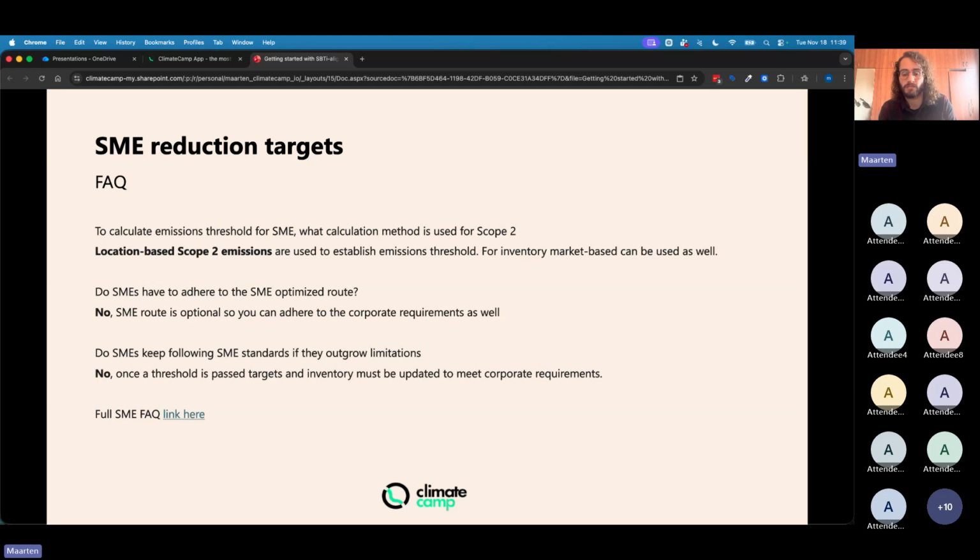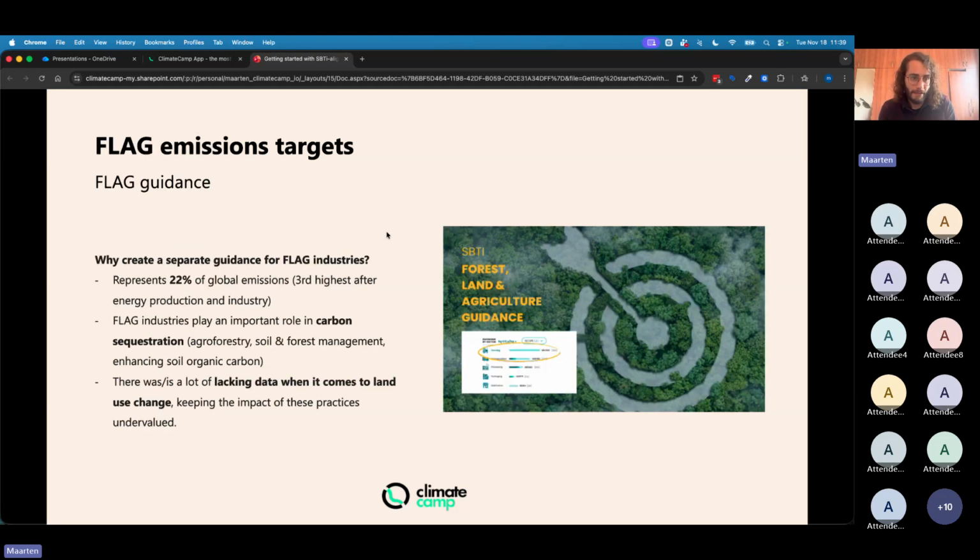And that brings us to our final exemption or our final special industry, which is the Forest, Land and Agriculture Guidance, or FLAG. FLAG has, again, a lot of nuance, so I'm just going to give a high-level overview to give you a bit of an idea what the implications are. So why did they create a separate guidance for FLAG industries? It represents 22% of global emissions, so it's the third highest after energy production and industry, so it's really important.